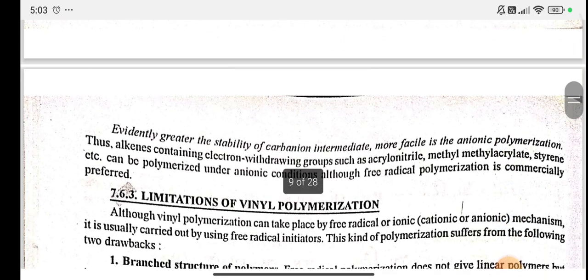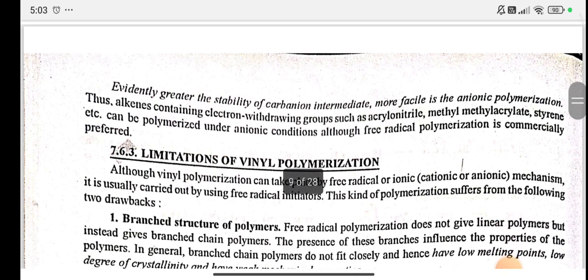Evidently, the greater the stability of the carbanion intermediate, the more facile is the anionic polymerization. The alkenes containing electron withdrawing groups such as acrylonitrile, methyl acrylates, styrene, etc., can be polymerized under anionic conditions, although free radical polymerization is commercially preferred.